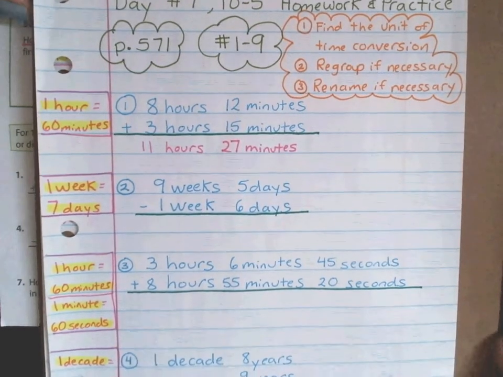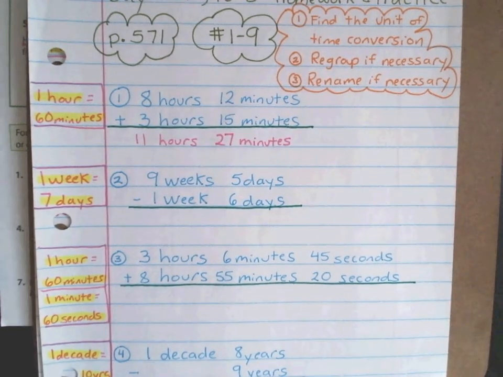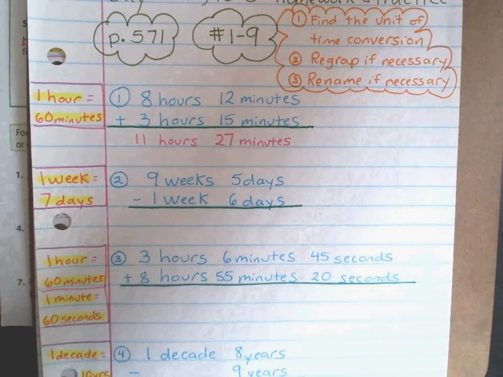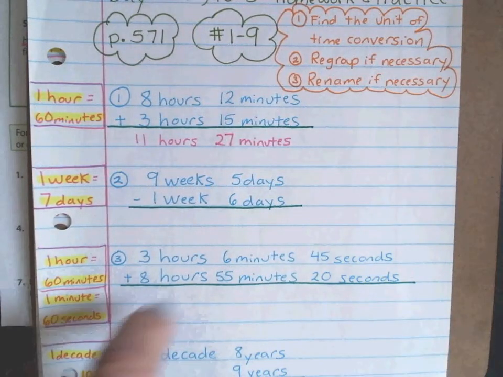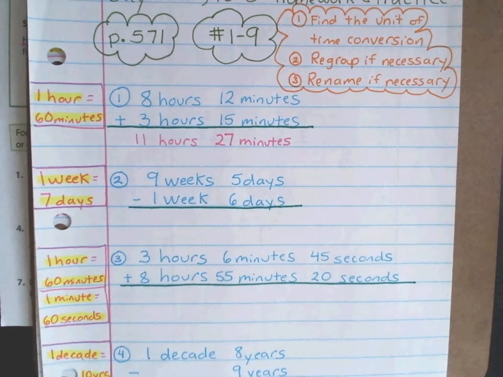So let's take a look at number 2. 9 weeks, 5 days, minus 1 week and 6 days. So I forgot to do this for number 1, but go ahead and pause the video and see what you come up with. And when you're ready, I want you to press play. And the one thing I want you to notice is here. Can you take 6 days from 5 days? So I want you to think about what you would need to do.